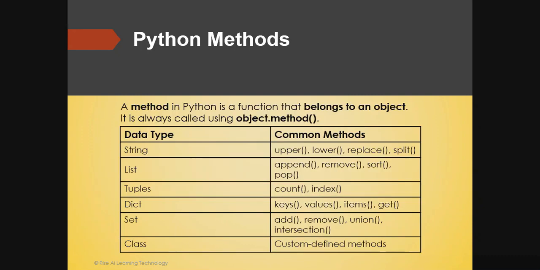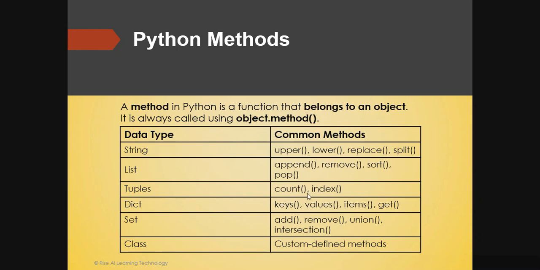Okay, so a method in Python is a function that belongs to an object. It is always called using object.method. Suppose you are using a string, so you are calling the methods of strings: upper, lower, replace, split. You have a list object, you are calling append, remove, sort, pop. Tuples, you have these two methods. Dictionary, same way, you have keys, values, items. Set also has add, remove, union, intersection, and a class also has custom defined methods.